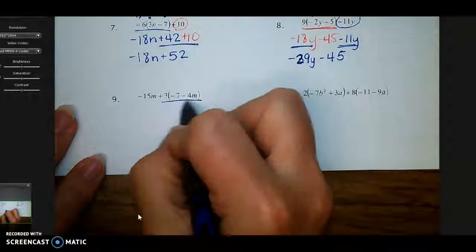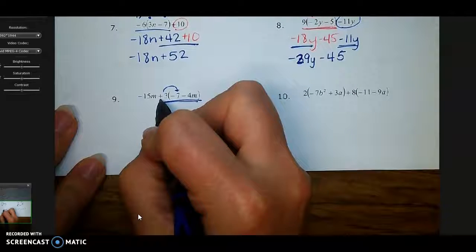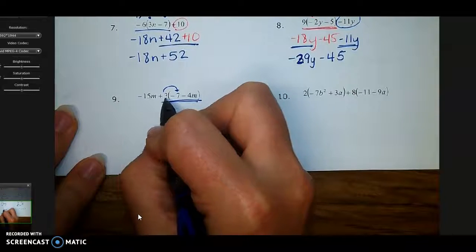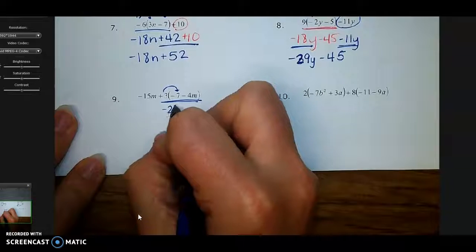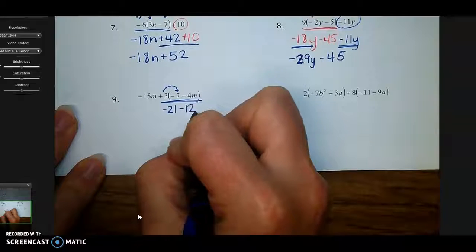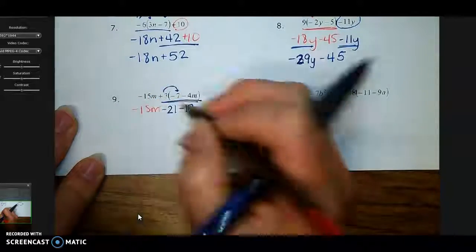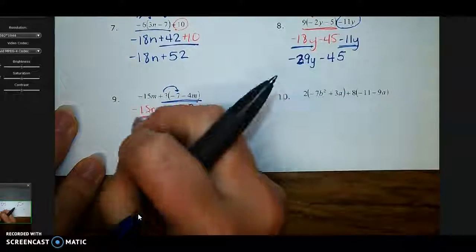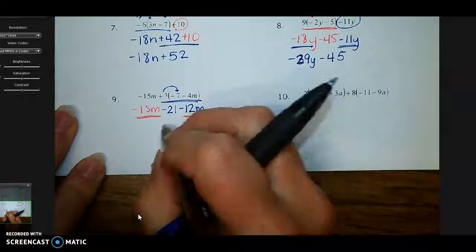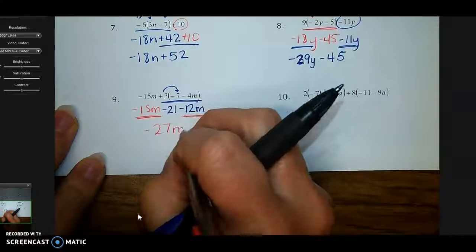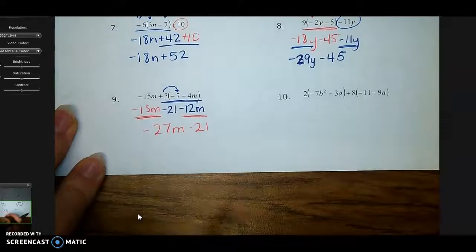Alrighty, this last piece, distributive property, I'm distributing a positive 3 because I'm adding it. So that's a negative 21 and a negative 12m. And I have that negative 15m out in front. So negative 27m minus 21.